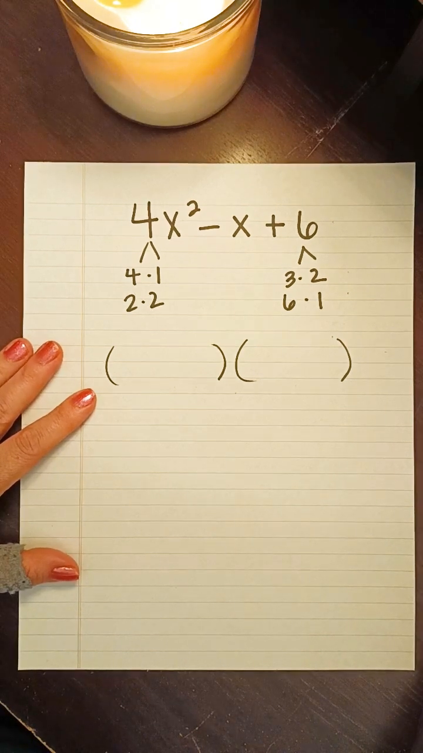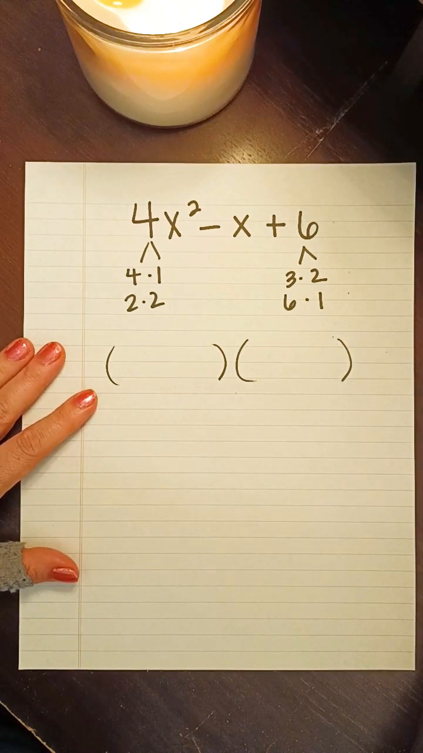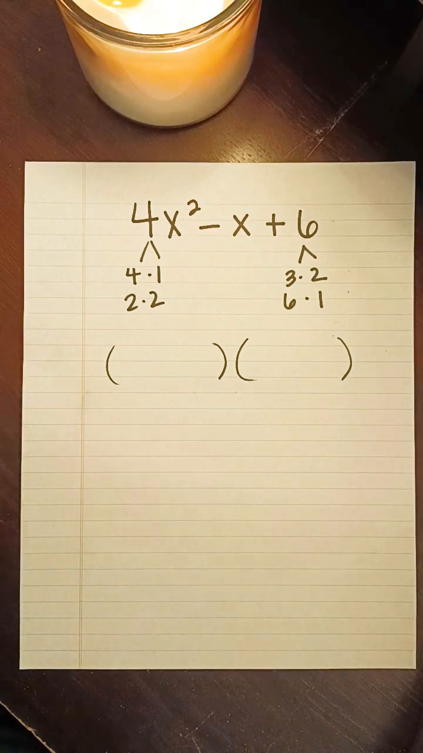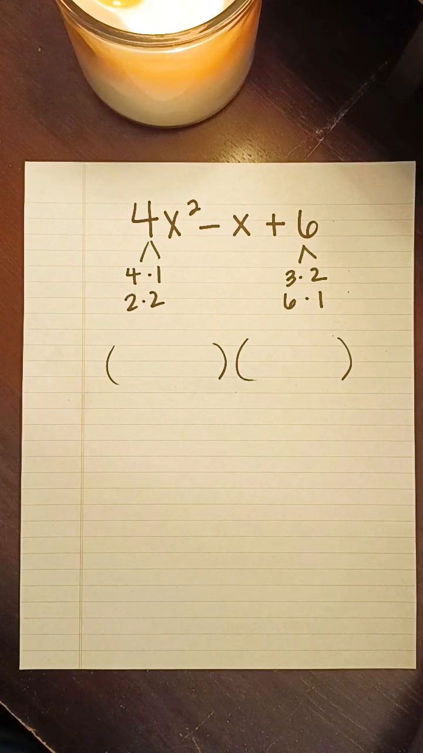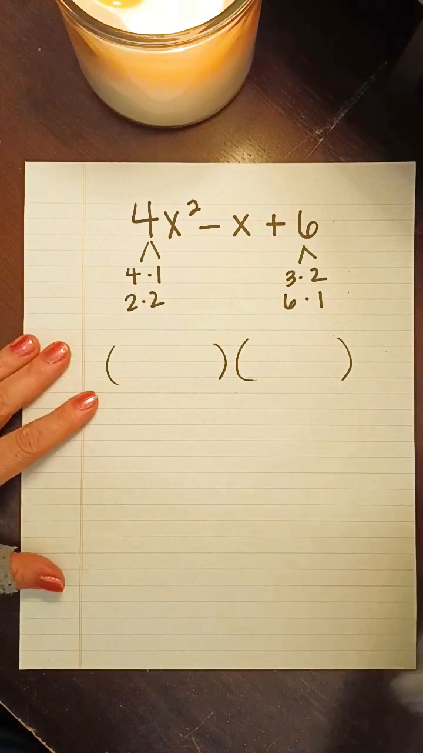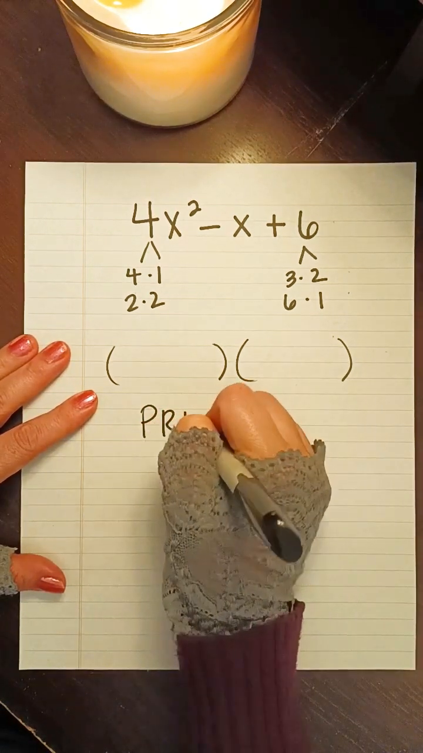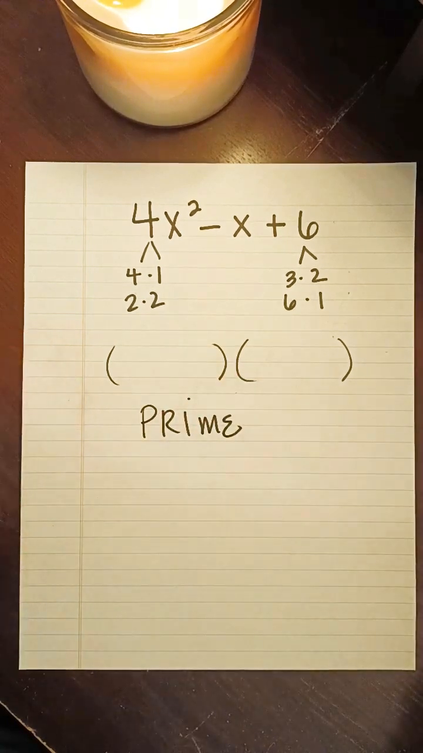So it looks like I cannot factor this quadratic using integers. I can't factor it over the integers. So what we can say is it's not factorable, irreducible, but you'll hear a lot of the time the word prime. Okay, so it's prime, we can't factor this. And that's it.